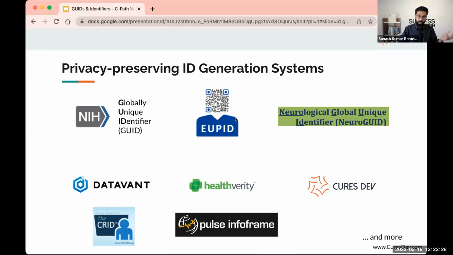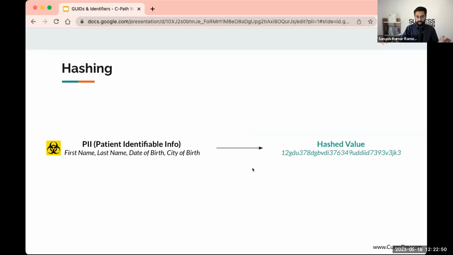You might have heard of the NIH GUID, there's the EU PID, there's a new NeuroGUID, there are commercial systems like Datavant, HealthVerity, CuresDev is building one, there's a CRID, there's one that Pulse Infraframe is building. There are a whole bunch of these technologies that are all based on the ability to exchange a hash instead of patient identifying information.